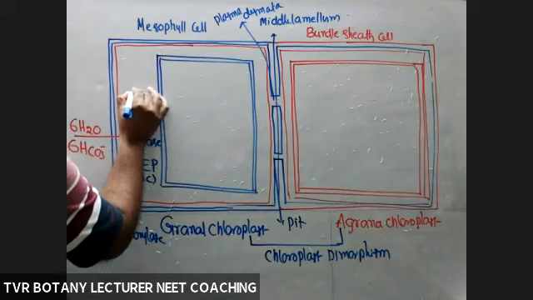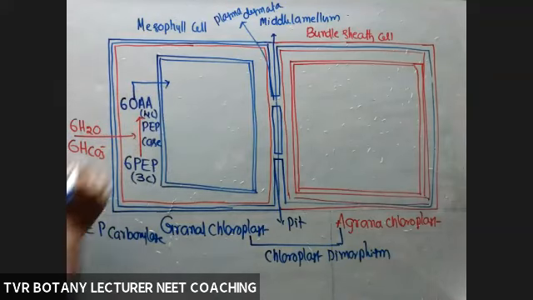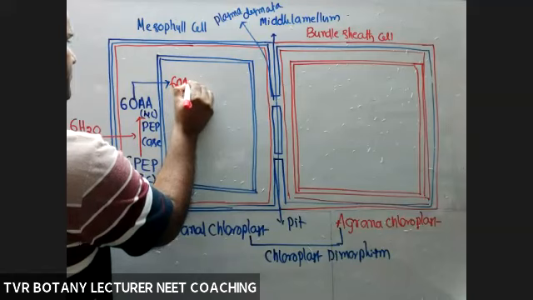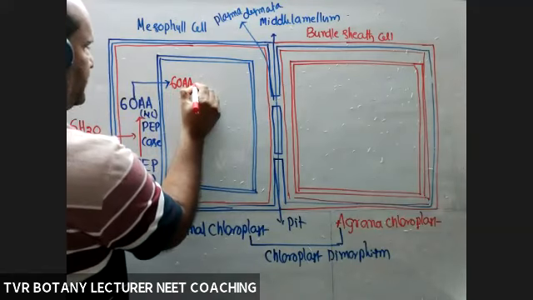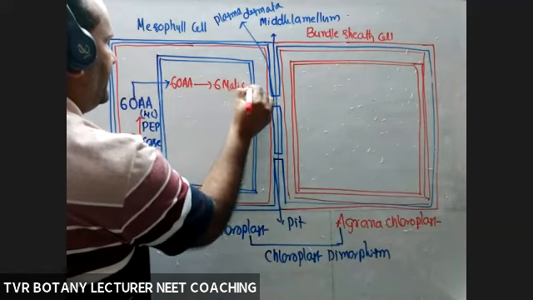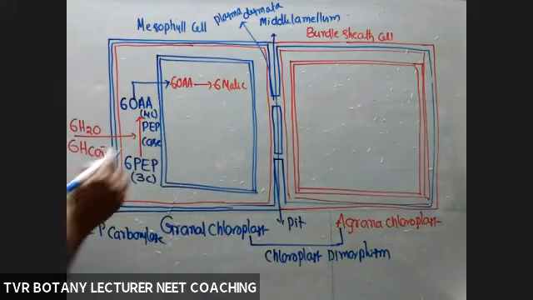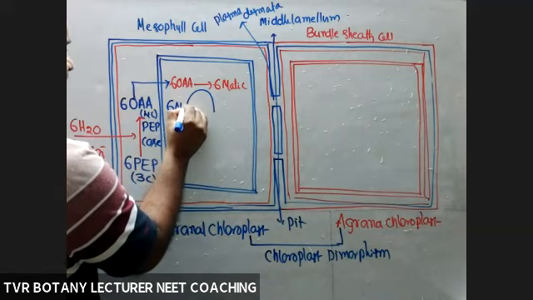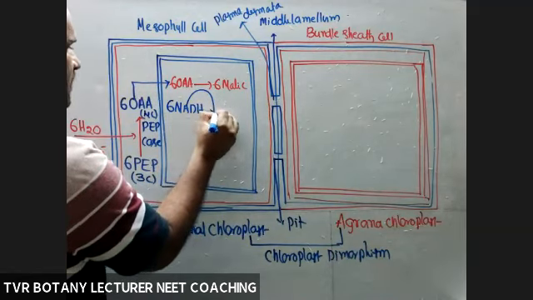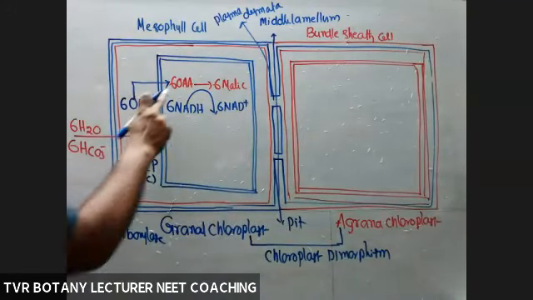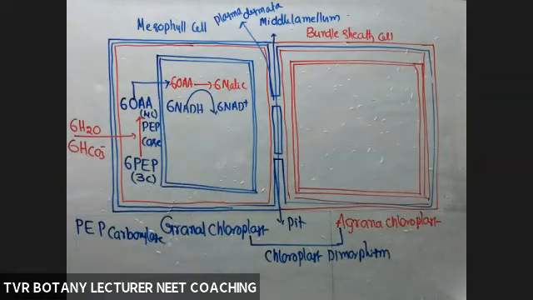So now it is transported into the stroma of a granal chloroplast. So 6 molecules of OAA are converted into 6 molecules of malic acid. So this one is a reduction reaction. During this reaction, 6 molecules of NADH are oxidized to 6 molecules of NAD plus. So OAA is reduced into malic acid.